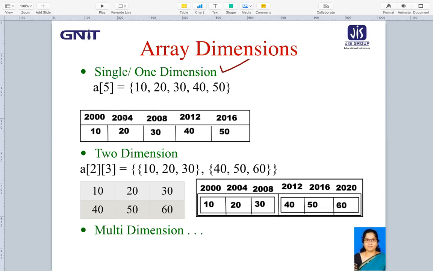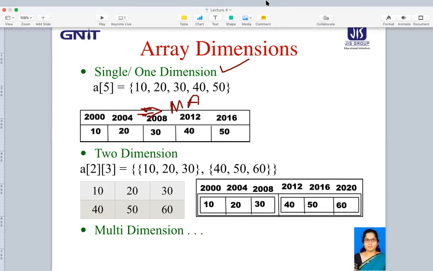Again, the assumption is 4 bytes. So 2000, 2004. So these are the memory addresses.